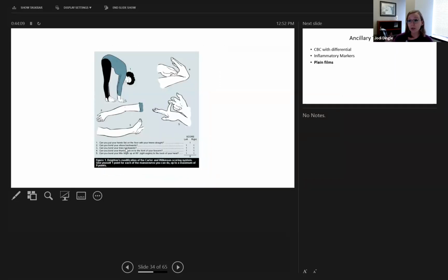Oh, and here I wanted to show you this is the Beighton criteria for hypermobility that I was talking about.